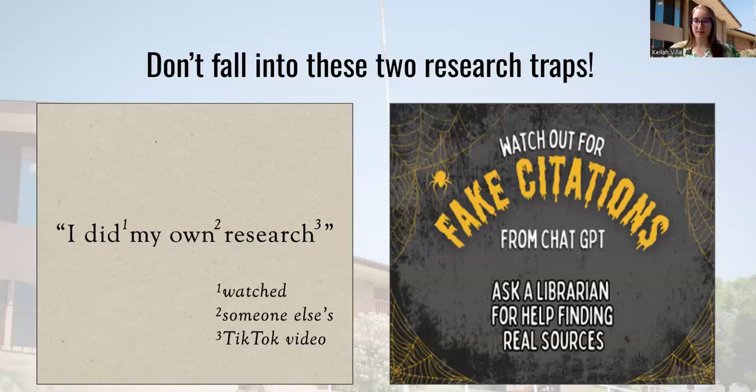Another research trap is using ChatGPT for citations. Now, ChatGPT sometimes is accurate, but a lot of times when you're asking it to do advanced research, the citations that it creates are not real. I've had a lot of professors come to me and say, hey, my students did a paper and there are citations in there that don't exist. And then the students got those from ChatGPT. So watch out for fake citations. Always verify the citations that you get or that you create. And of course, ask me for help finding real sources.